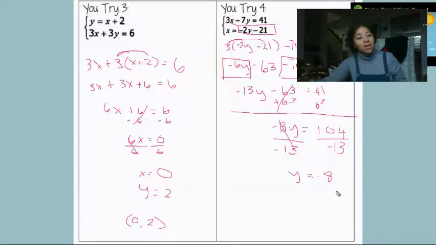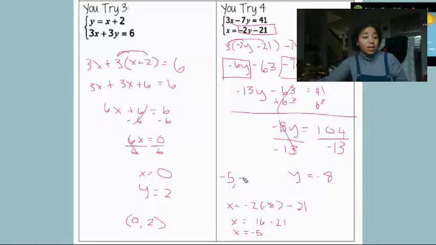Now, we're not done yet. We got to plug in negative 8 in for y and see what the answer is. So, I have x equals negative 2. We're going to plug in negative 8 minus 21. And you can definitely just enter this in your calculator and see what it is. Yeah, I love math, so I'm going to do the math. So, it's going to be 16 minus 21. And then I know that my x is going to be negative 5. Okay. X equals negative 5. So our solution set would be negative 5 and negative 8.